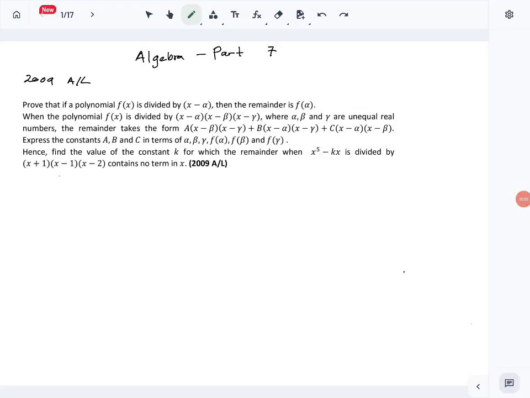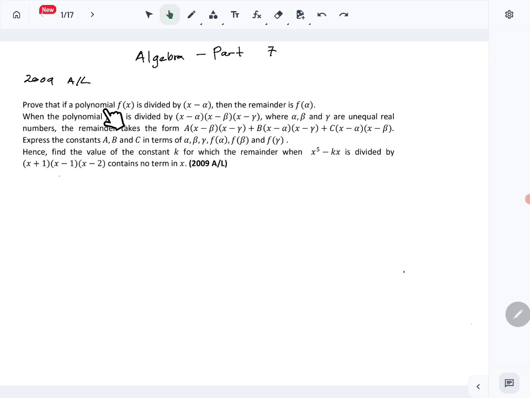Okay, so this is the seventh lesson in the algebra series. Today we will discuss past paper problems from 2009 to 2014. So this is the factor and remainder theorem question from 2009 A level.